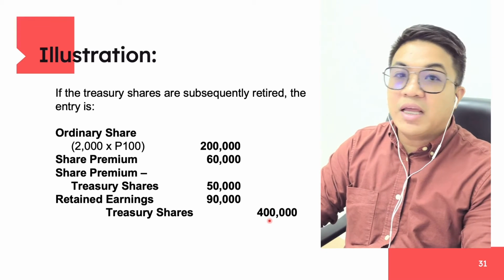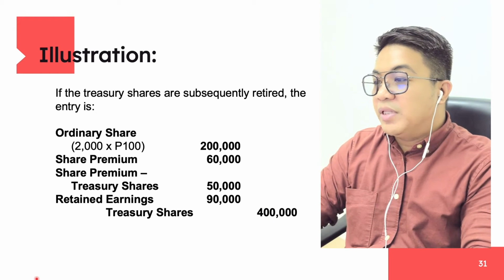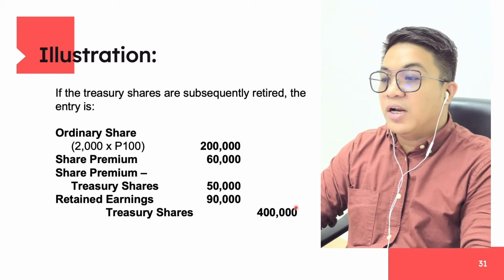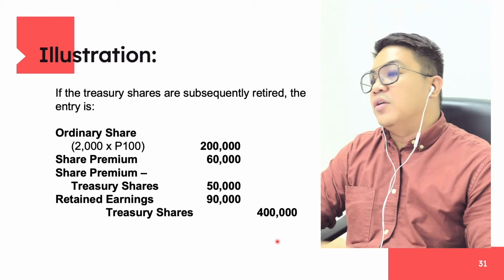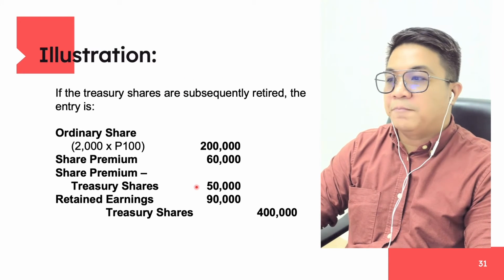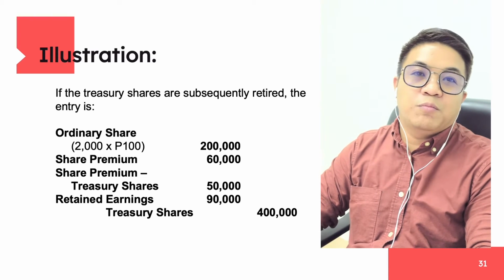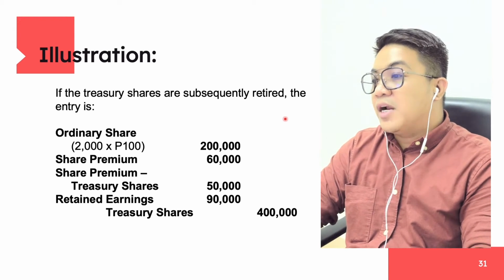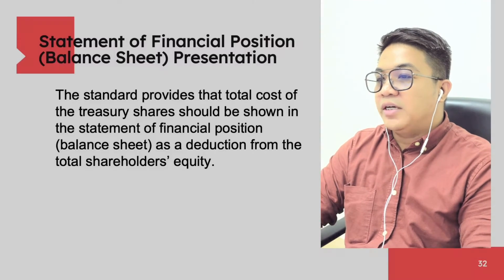Ni-retire lahat ng treasury. Okay, pag binalikan mo yung sa notes natin kanina, yung earlier problem, 400,000 yung total treasury shares. Kasi lahat daw ng treasury shares, i-retire mo siya. Okay? So, ito yung pro forma entries natin to record yung ating retirement of treasury shares.